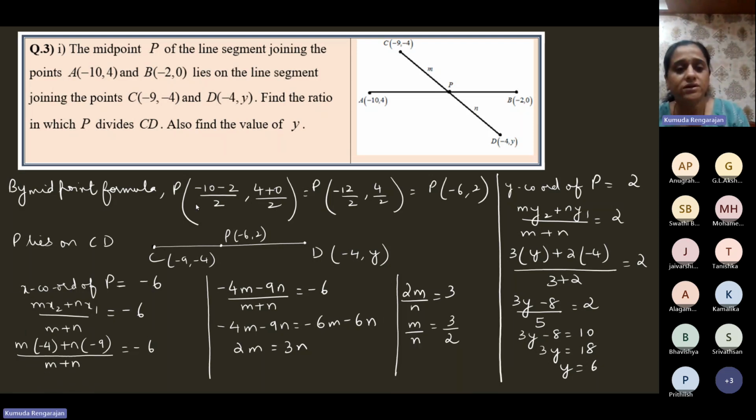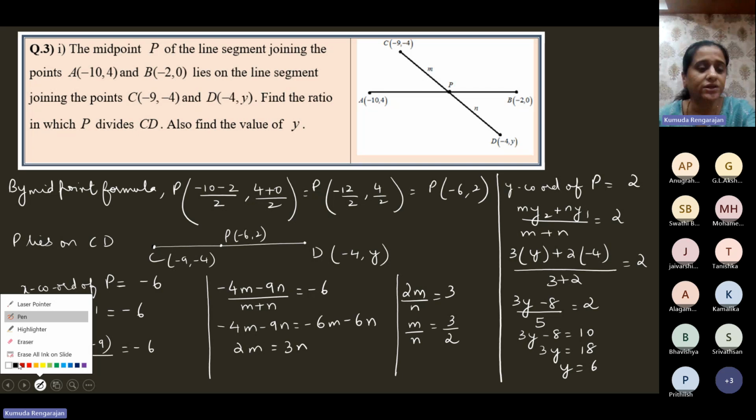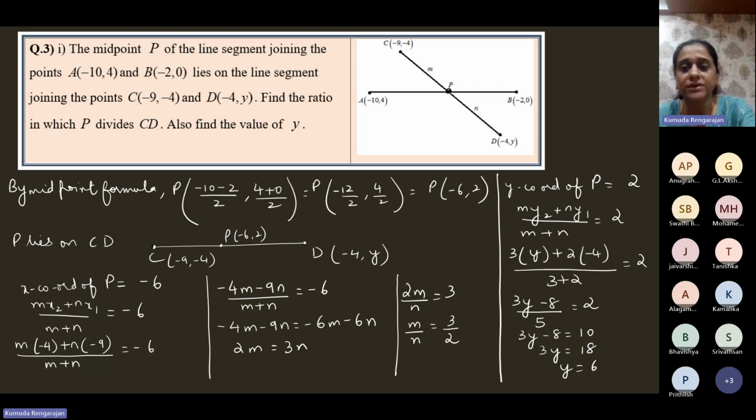So it's given that P is the midpoint of AB. So using the coordinates of A and B and the midpoint formula, we can find the coordinates of P. P is the midpoint of the line segment AB. So using this as x1, y1 and this as x2, y2, you can find the coordinates of P by using the midpoint formula.